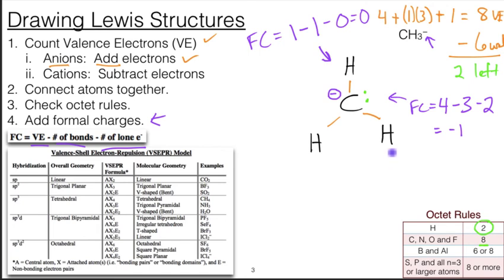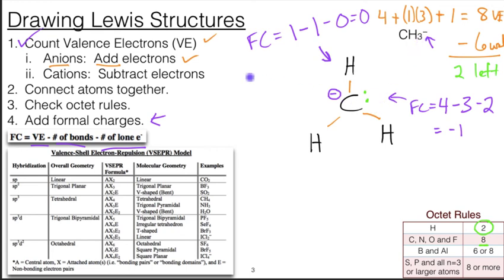Again, a recap. It fits all the rules. Rule 1, valence electron count: 8 electrons used, no more than 8, no fewer than 8. That's good. Yes, connected atoms together. Octet rule's fine: 8 for the carbon, 2 for each hydrogen. And then the formal charge: 0, 0, 0, minus 1 equals minus 1, and that matches the overall charge of the molecule.